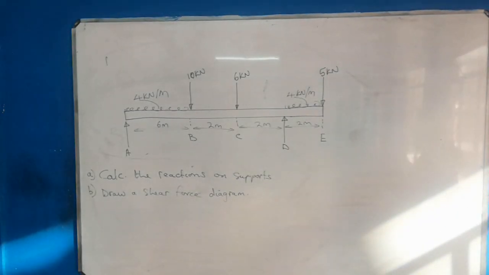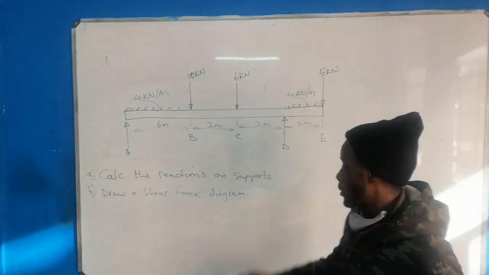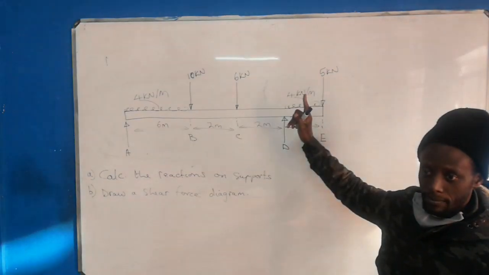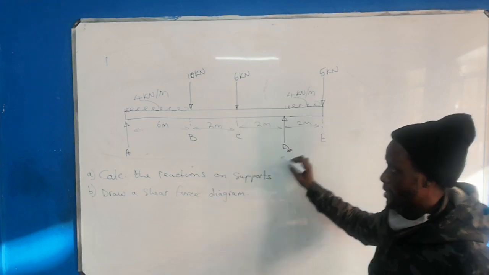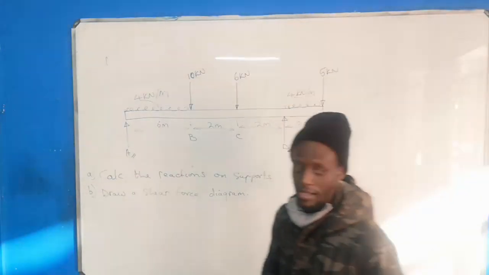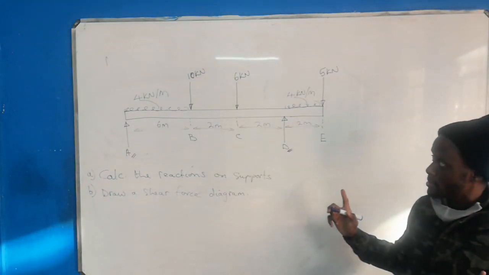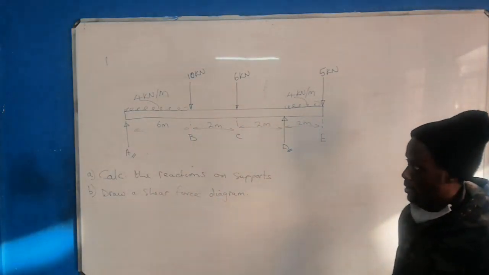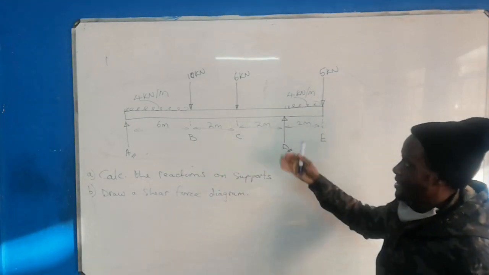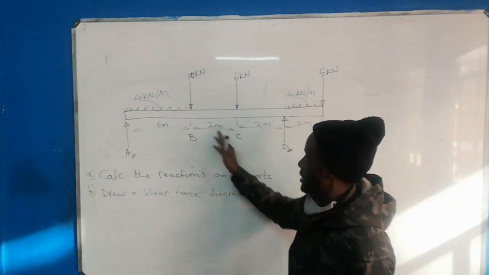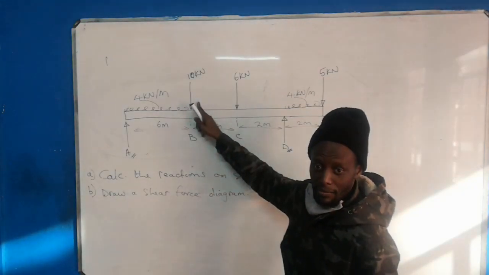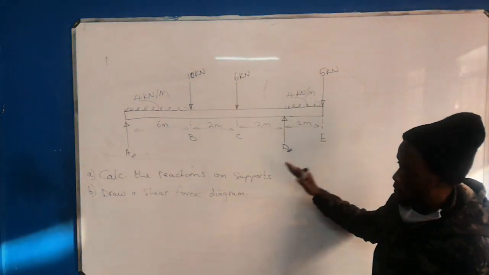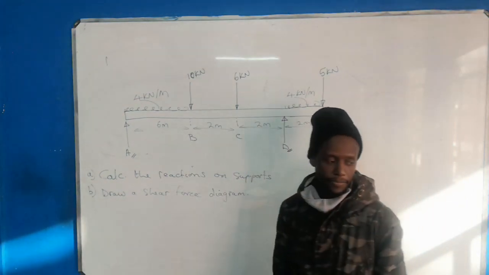Okay, so if we have a beam like this, they say calculate the reactions on the supports, even if they don't tell you where the supports are. Where you see the arrows going up, your support is at D and your support is at A. That is where this beam is resting. These other points, B, C, E, they're just marking your beam to say at point B there's some activity taking place, and point C, there's also some activity, and E. So your supports are D and A.